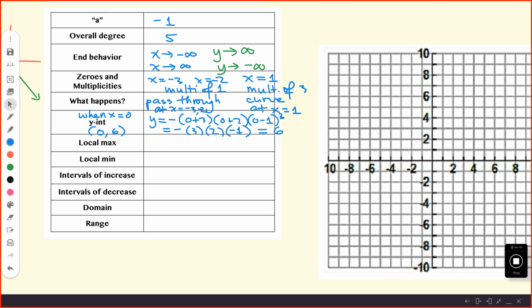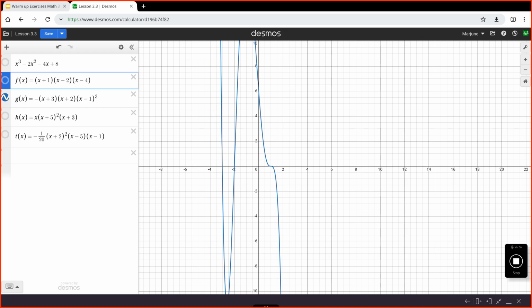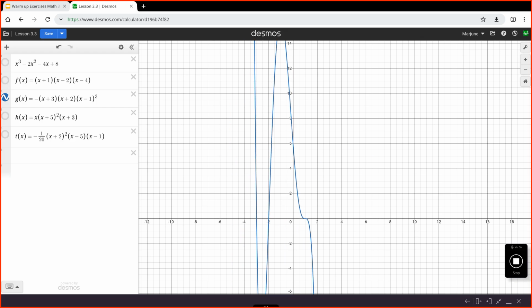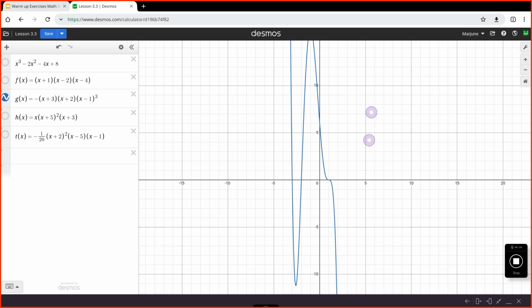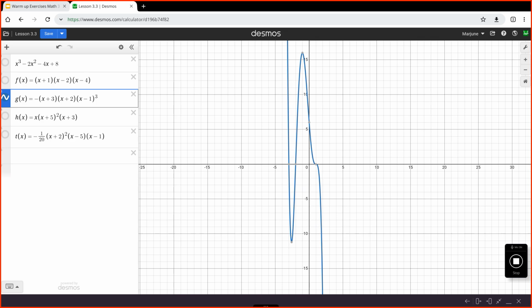Okay, so let's look at the graph now. And then, so we have the graph here. Okay, as you can see, the graph curves somewhere. It's right here. And we just have to know, so that we can graph this here, this local minimum and local maximum.